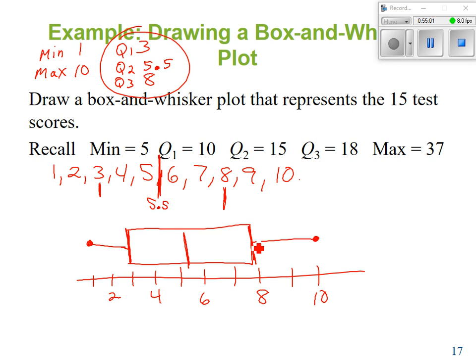On a box and whisker, what's true about this box right here? Just this box.